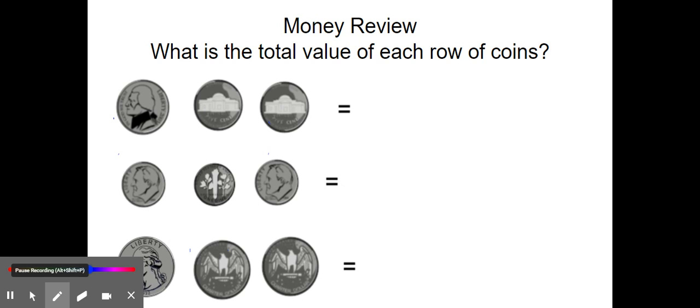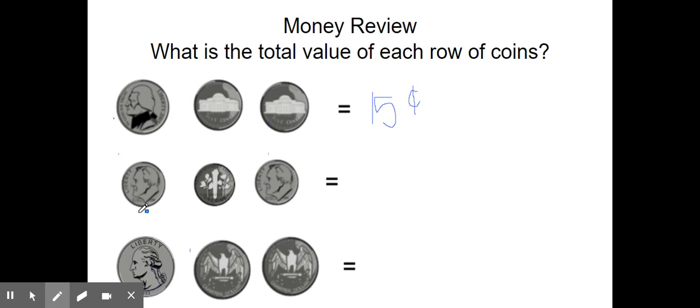I could tell that it was a nickel because I can see that it's the medium size silver coin, and I can also see that on these coins it says 5 cents, and nickels are worth 5 cents. Since nickels are worth 5 cents, we can count by fives to figure out how much this row of coins is worth. Let's count together. 5, 10, 15. There are 3 nickels, and 3 fives is the same as 15. So we have 15 cents. Don't forget to put cents. That's our unit.